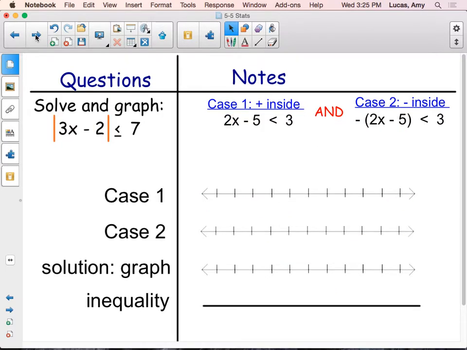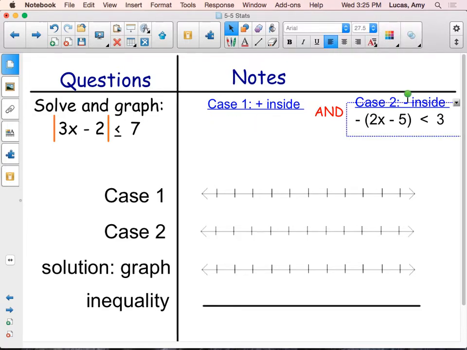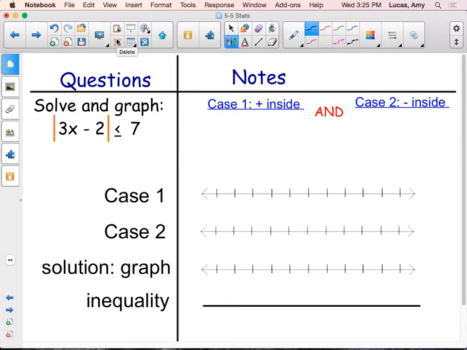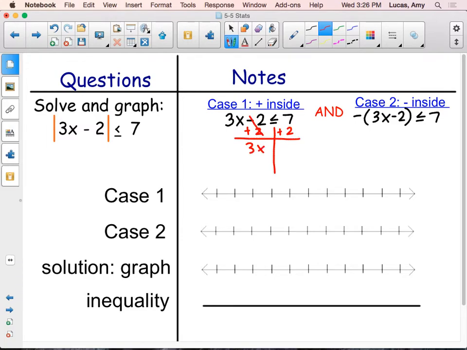One more to look at, and this is off, so we'll fix this. Okay, so case 1, inside is positive, so 3x minus 2 is less than or equal to 7. And then case 2, where it's negative, so we have to make it the opposite. Okay, so on my first one, I add 2 on both sides. So 3x is less than or equal to 9. And then divide by 3. x is less than or equal to 3.